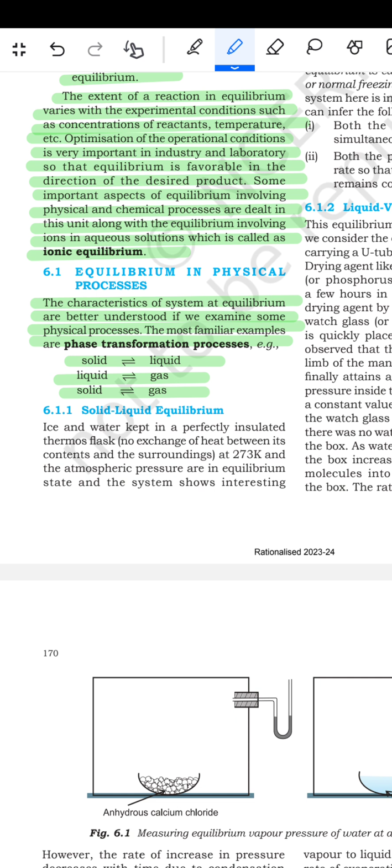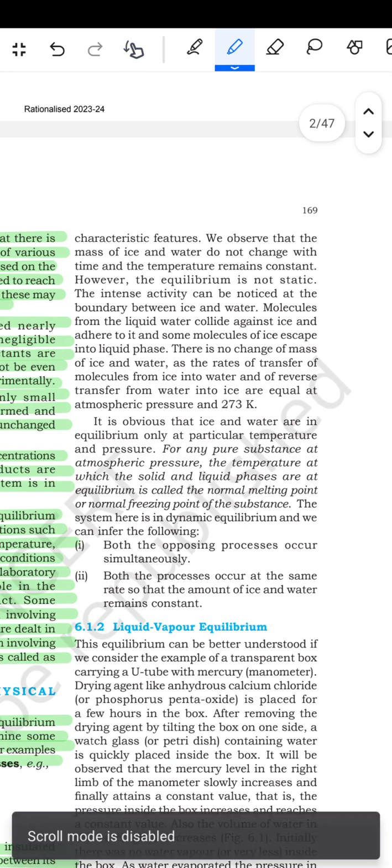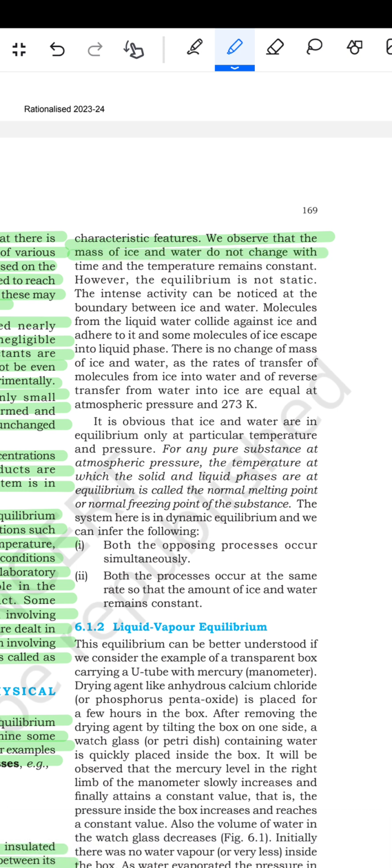The solid-liquid equilibrium, तो कहता है कि ice and the water kept in a perfectly insulated thermos flask, with no exchange of heat between its contents and the surroundings at 273 Kelvin and atmospheric pressure, are in the equilibrium state, and the system shows interesting characteristic features. We observe that the mass of the ice and the water do not change with time and the temperature remains constant. However, the equilibrium is not static. The intense activity can be noticed at the boundary between the ice and the water.